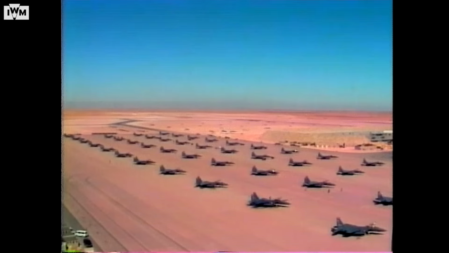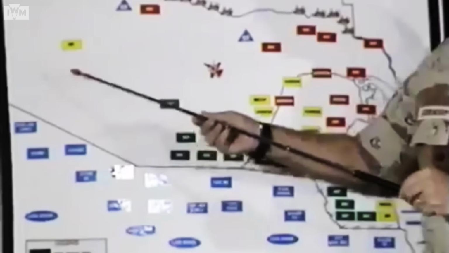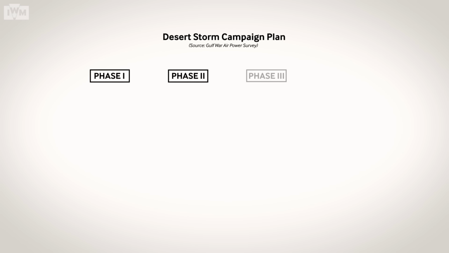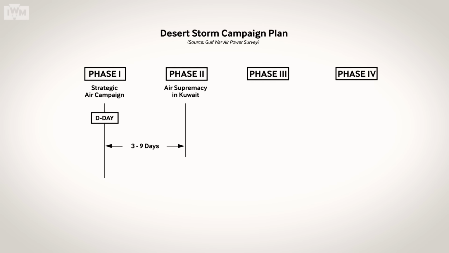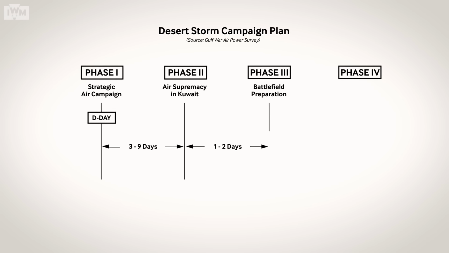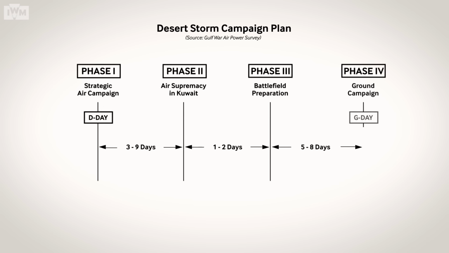In charge of this effort was United States Central Command, or CENTCOM, under the control of General Norman Schwarzkopf. His original mission had been to defend Saudi Arabia from possible Iraqi aggression, but by mid-November, a new plan was in place to liberate Kuwait. The campaign had 4 phases: mount a strategic air campaign against Iraq, win air superiority over Kuwait, target Iraqi ground forces, and then a ground campaign.